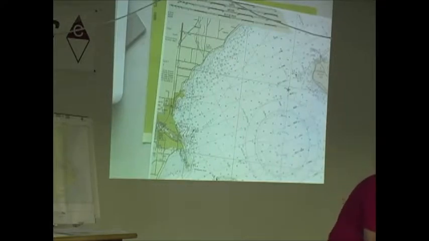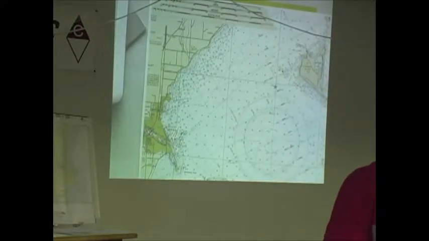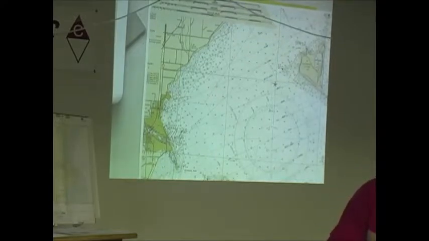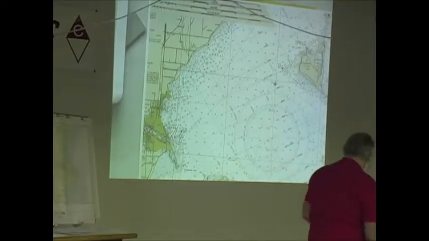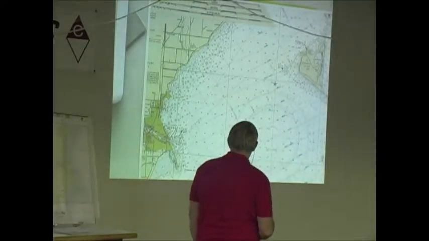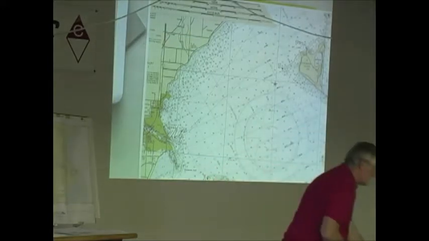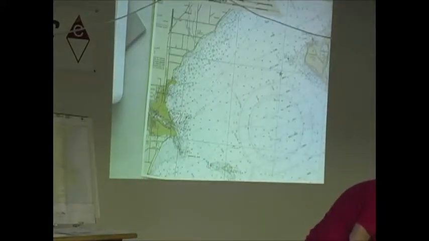To give you some idea of what's going to happen, while I've got the chart up here, we're going to start here. We're going to go down to the west buoy off of Green Island. That'll be the first leg.